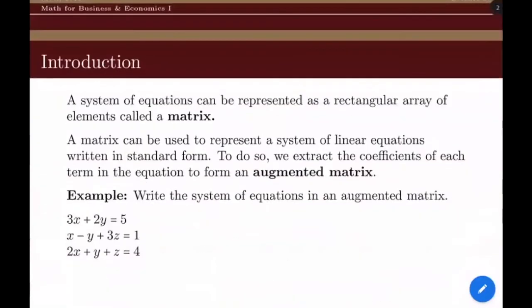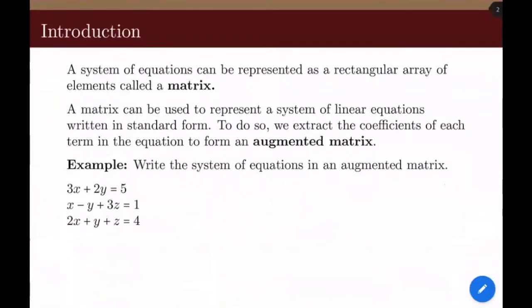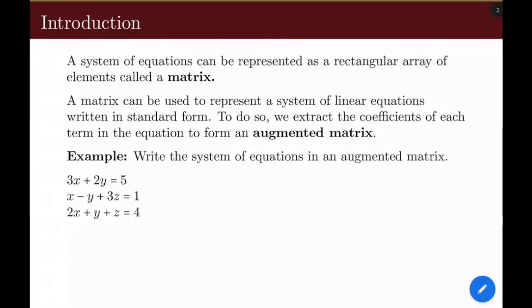So just a little introduction first. A system of equations can be represented as a rectangular array of elements and it's called a matrix. A matrix can be used to represent a system of linear equations written in standard form. To do so, we extract the coefficients of each term in the equation to form an augmented matrix. For example, I'm going to show y'all how we're going to write this system of equations as an augmented matrix.